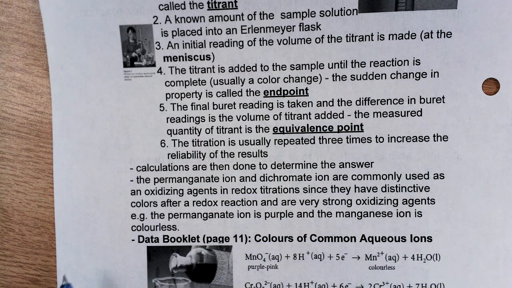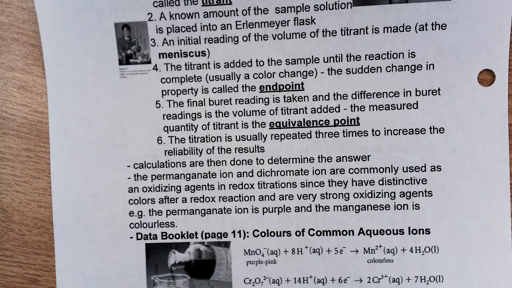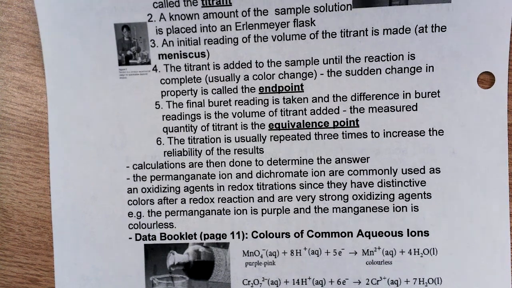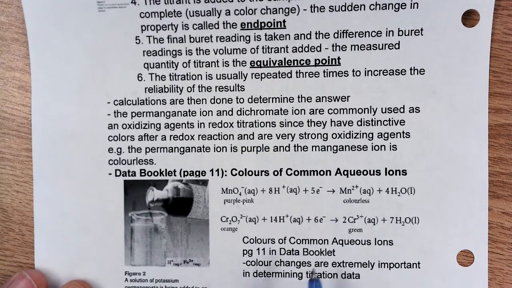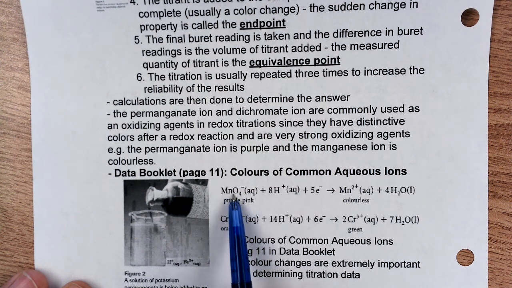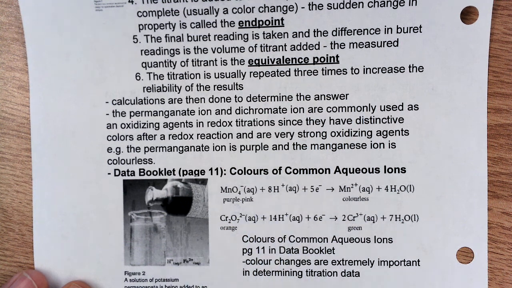So the example here: permanganate and dichromate ions are commonly used as oxidizing agents in redox titration since they have distinctive colors after reaction and are very strong oxidizing agents. So here we're showing the half reactions for permanganate. It is a dark purple when it's permanganate, and then it goes colorless when enough of its products are made. So when you're dropping it in, it usually goes colorless, and when it starts to turn pink or purple, that's when you know you're at your endpoint.